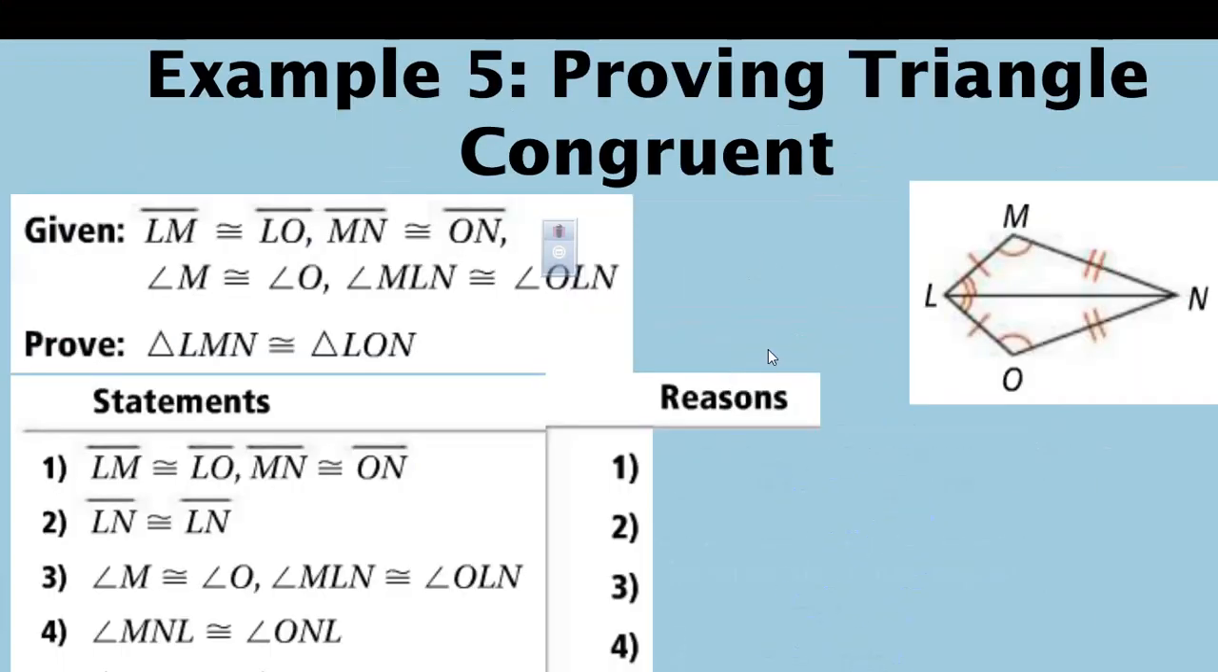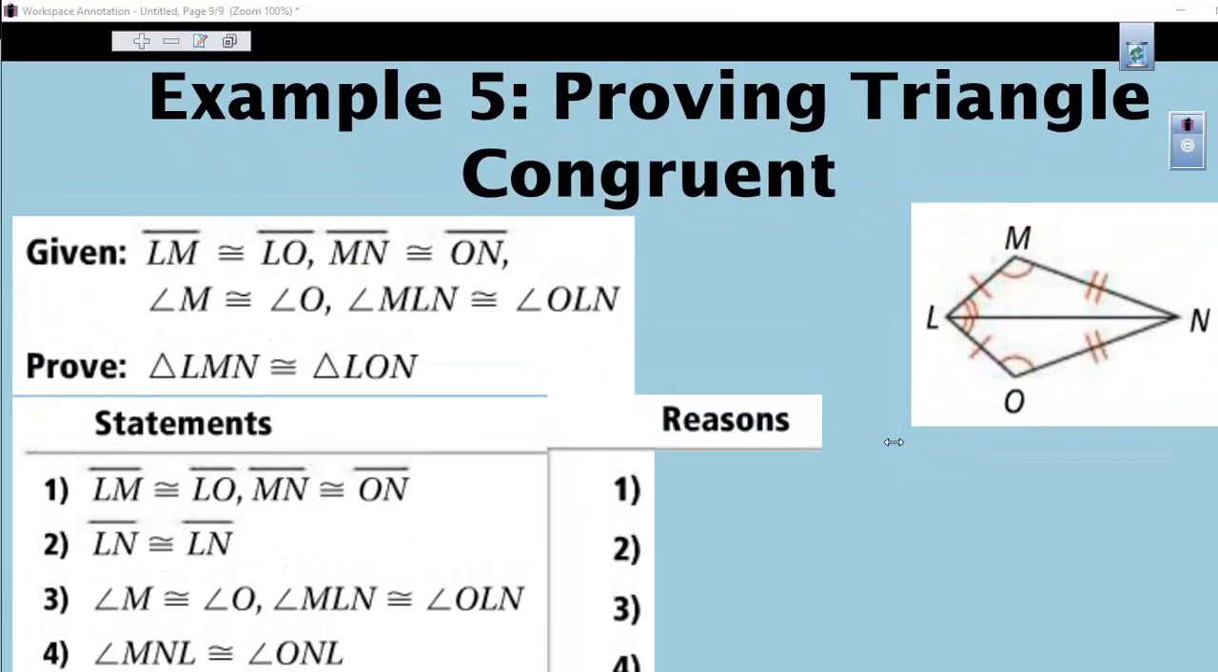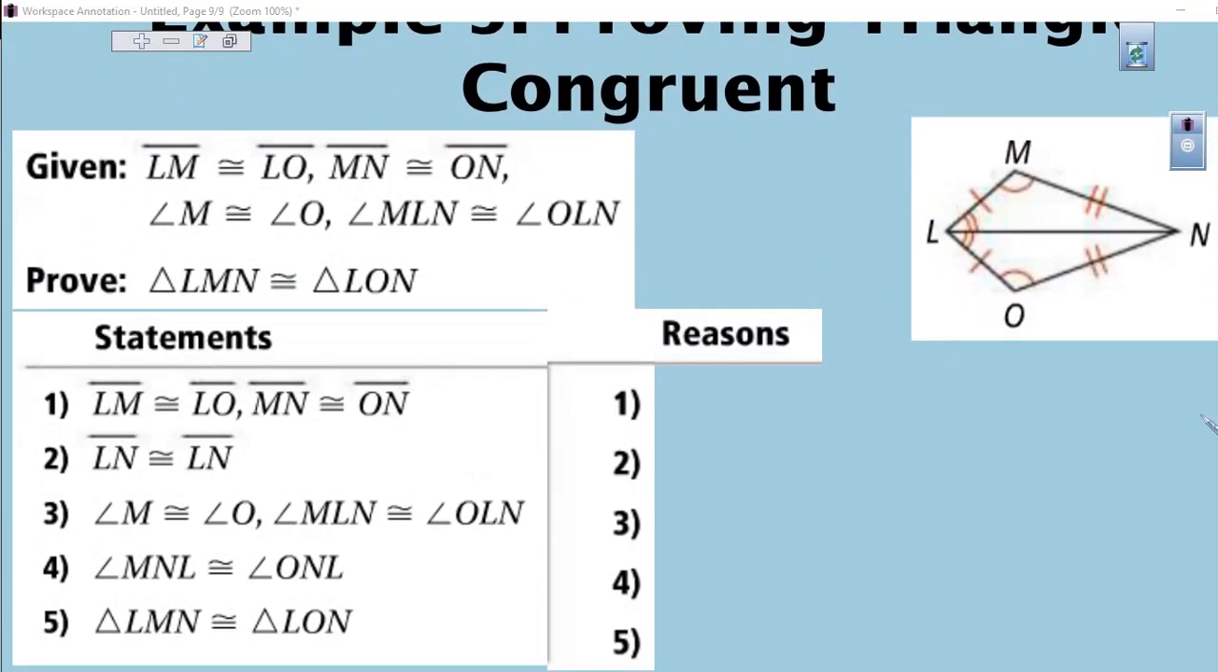So let's go on to our last part, the proof. In this one here, they're giving us several statements this time in our given. And we're trying to prove that these two triangles are congruent. So as we look here, the first thing we look at is LM is congruent to LO, and MN is congruent to ON. So that is up in our given statement, so we would say it is given. And now we have LN congruent to LN. Well, that means anytime we have anything congruent to itself, this is by the reflexive property.